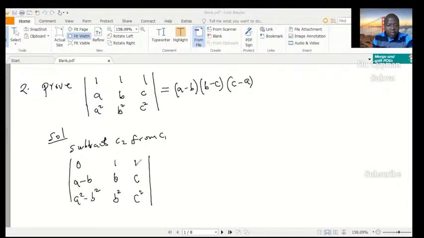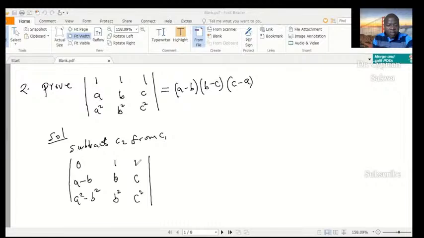So when that happens, column 1 remains where it is, 0, A minus B, A square minus B square. Then I'm subtracting this column from this column. So 1 from 1 gives me 0. C from B, I have B minus C. And C square from B square, I have B square minus C square. So this other column 3 remains where it is, 1, C, and C square.